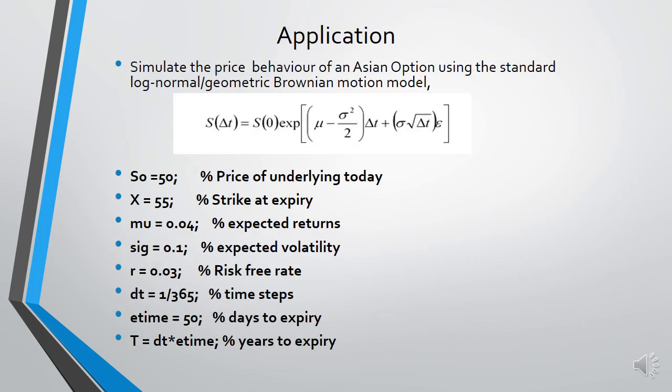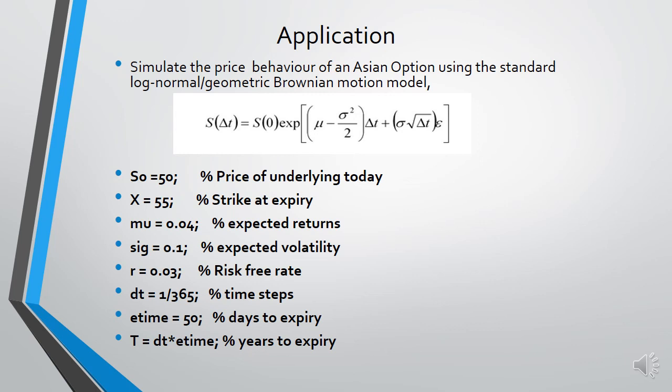There is an example of an application where we can utilize the MATLAB functions to solve real-life problems. There on the screen is an example of an Asian option. We want to simulate the price behavior of an Asian option using the standard log normal or geometric Brownian motion model. We are given the model there and also given the parameters with an explanation of what they represent. What is expected of us is to be able to simulate the price behavior over time.